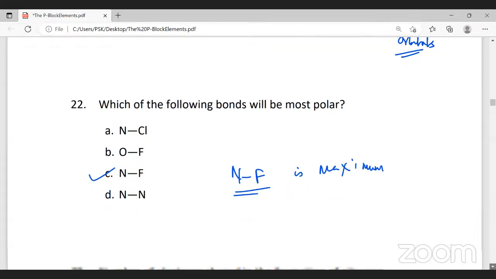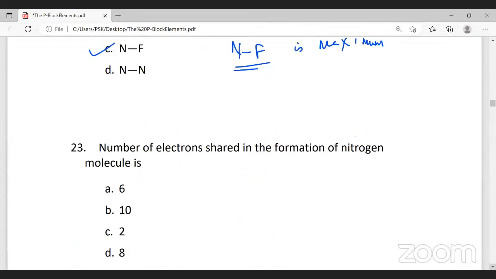Are you following? The number of electrons shared in the formation of a nitrogen molecule. Nitrogen's atomic number is 7. The electronic configuration is 1s2, 2s2, and 2p3. It has 5 electrons in the outermost orbit.